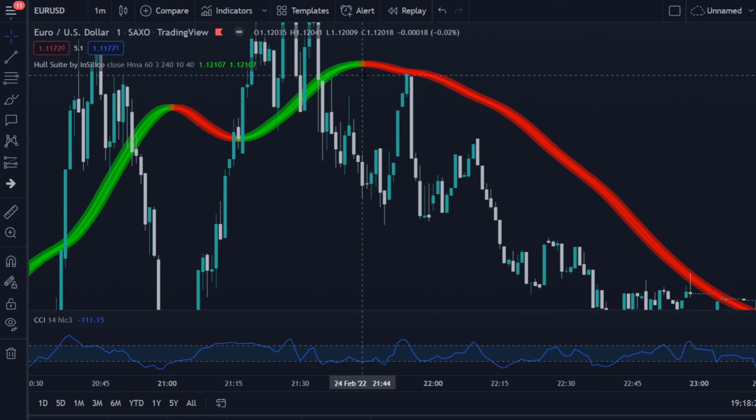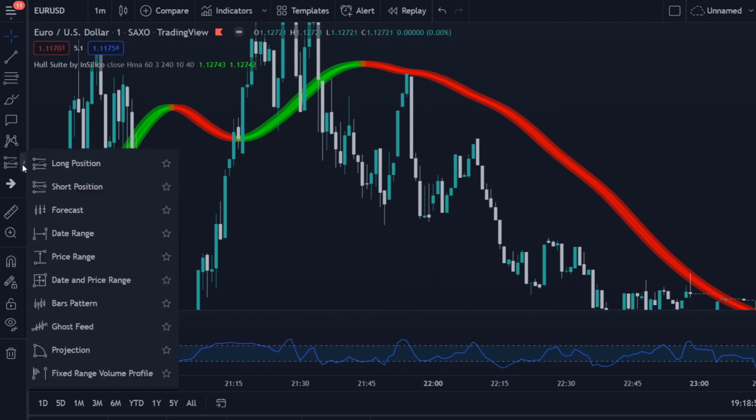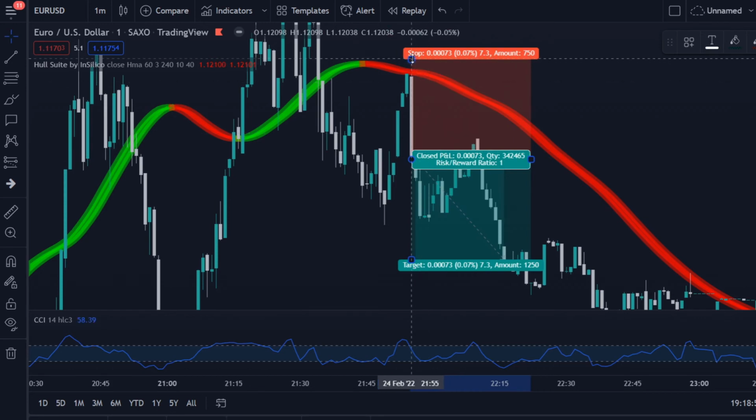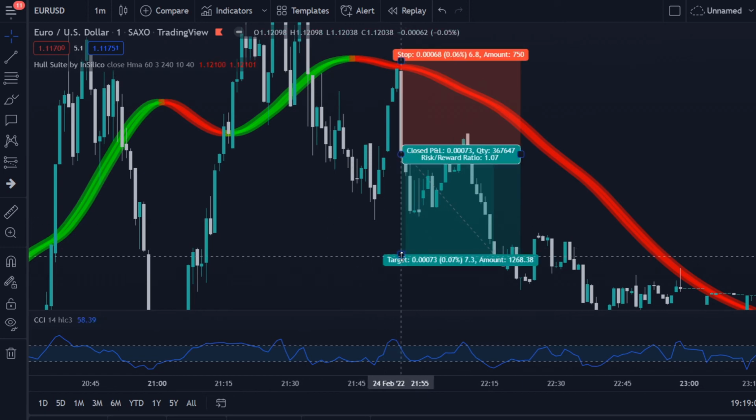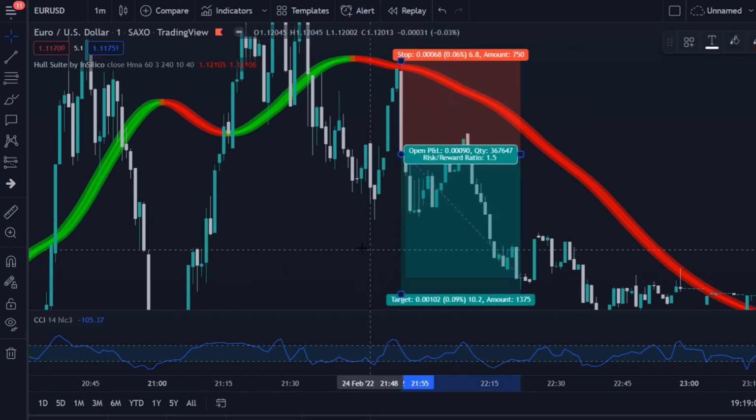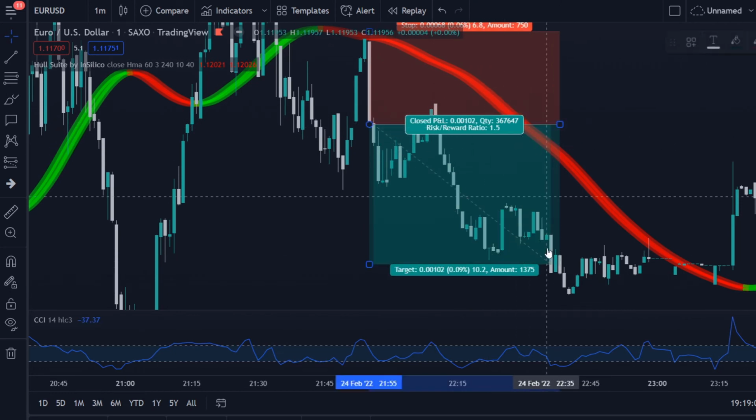We wait for the Whole Suite line to become red, which is about here. We drop down to the CCI. We see over here it is in the overbought zone, and when it crosses down in the zone, below the 100 level, we see that there's a huge bearish engulfing candle. We grab the short position tool. We place our stop loss above the latest high, which is here, and we are looking for a 1.5 to 1 risk reward ratio trade, and that is about here. There was a nice winning trade. So this is an example of a sell trade.